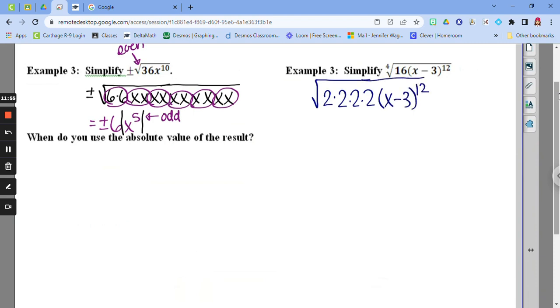I'm not writing that out. All right, so number 2. I'm going to do the trick with the exponent. 12 divided by 4 is? 3. Exactly.